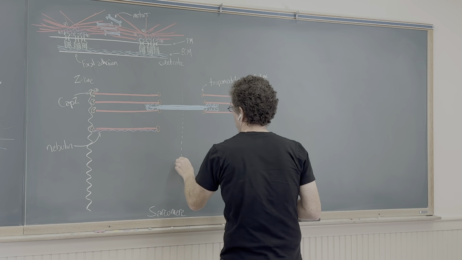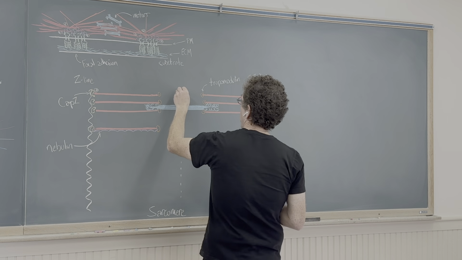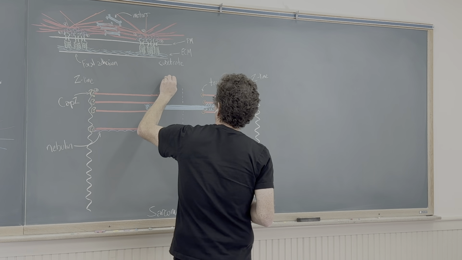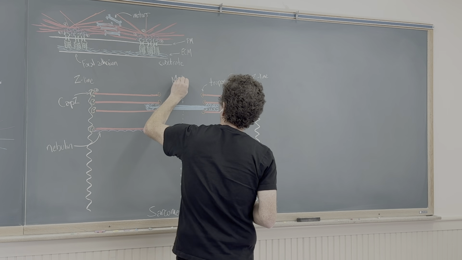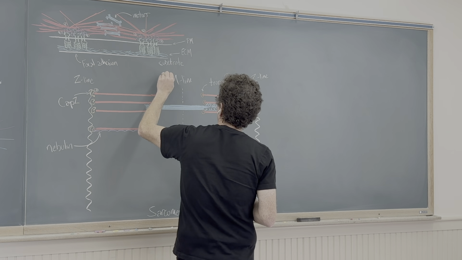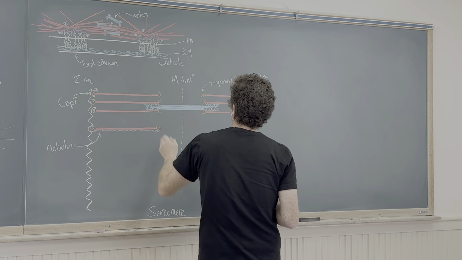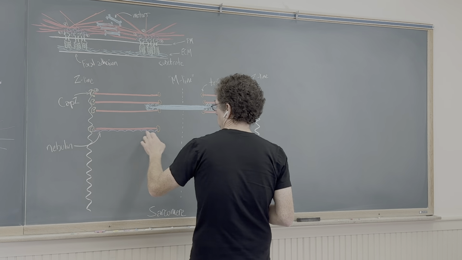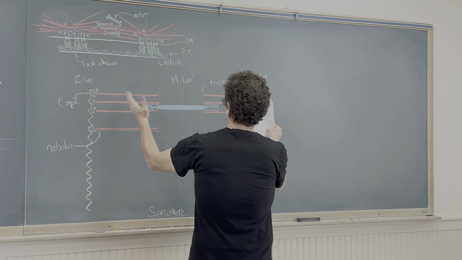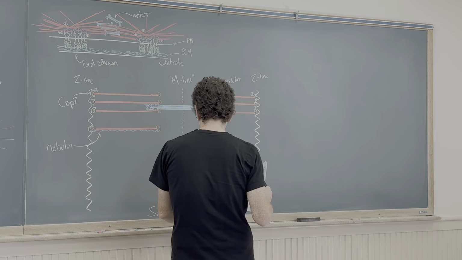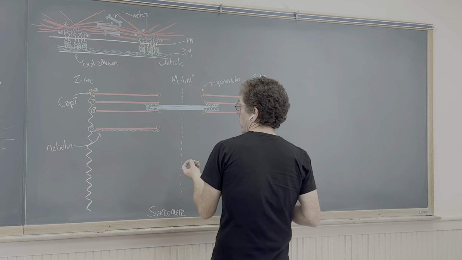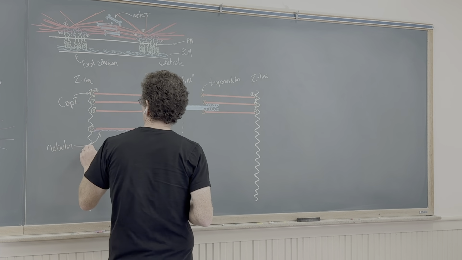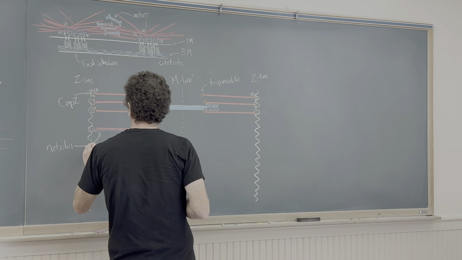But what about the sarcomere as a whole? This line here is known as the M line. I assume M is for myosin. Nebulin only says how long the actin filaments get. What about the entire sarcomere? Well, there's another protein, another giant protein. I guess I'm going to draw it down here.